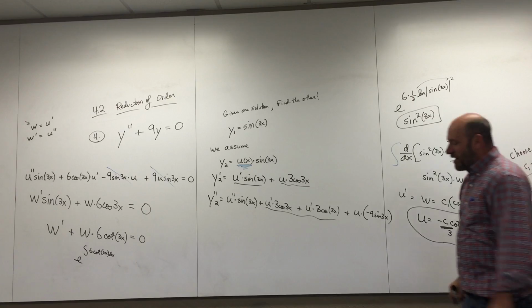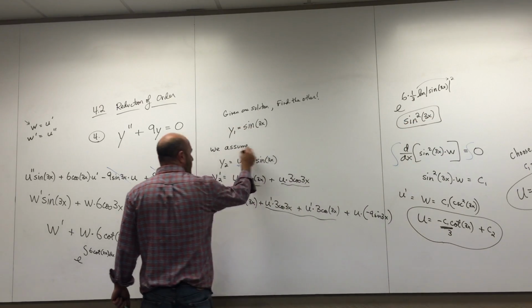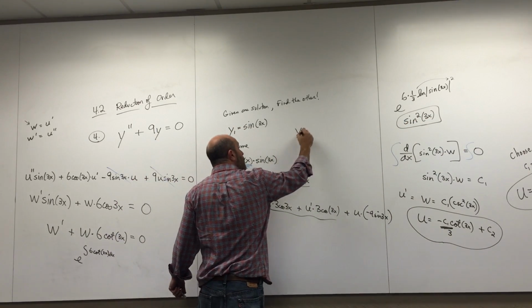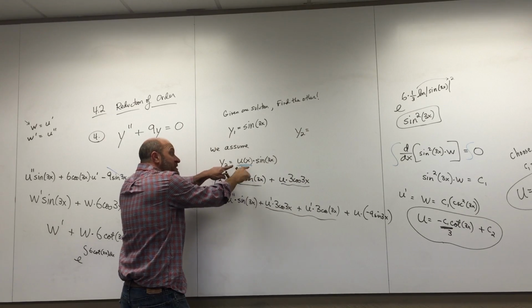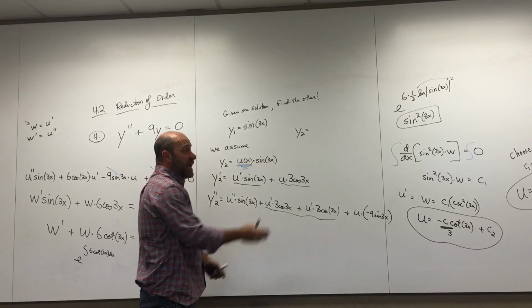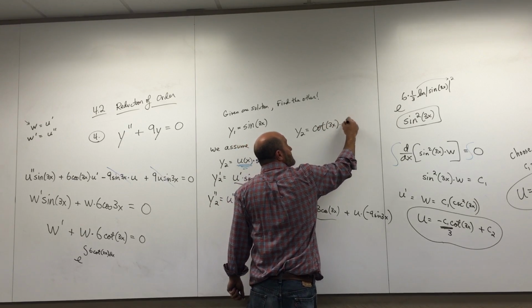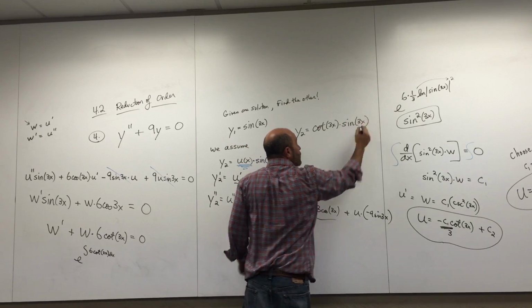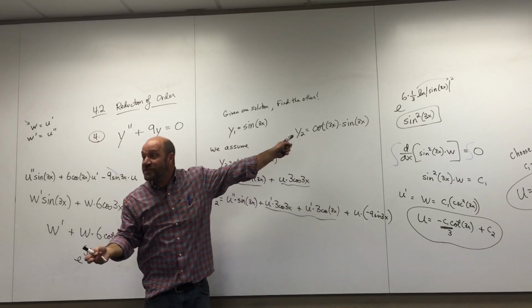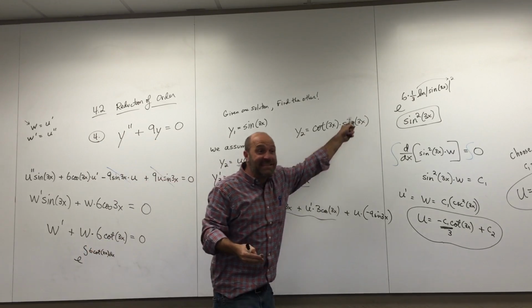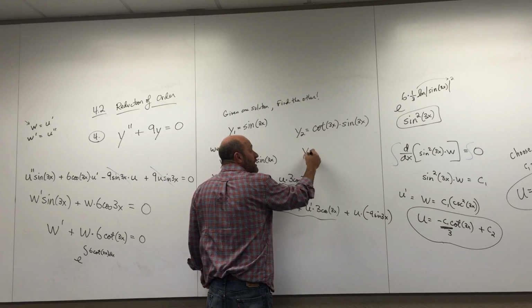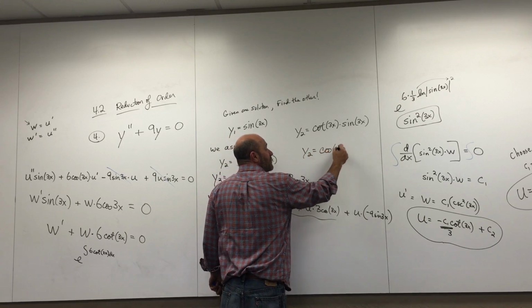Let's go back over here. I'm looking for this y2, if you forgot, which is that u times the sine of 3x. And u is the cotangent of 3x multiplied by the sine of 3x. You know cotangent is cosine over sine, so the sines cancel. We finally found y2. What is it? Cosine of 3x.